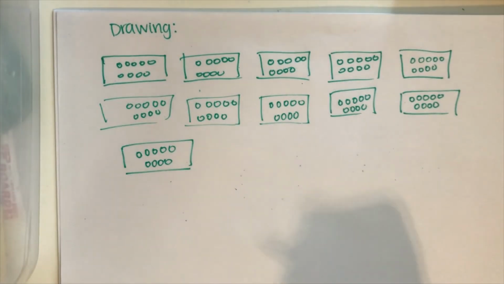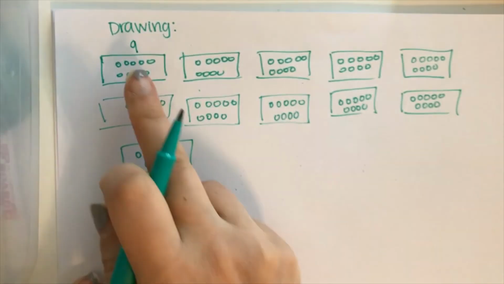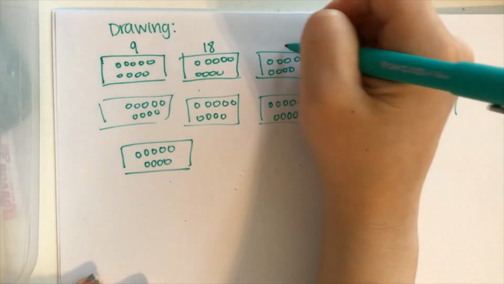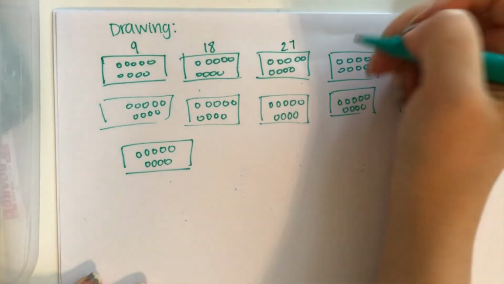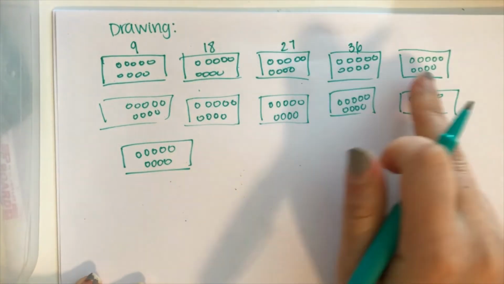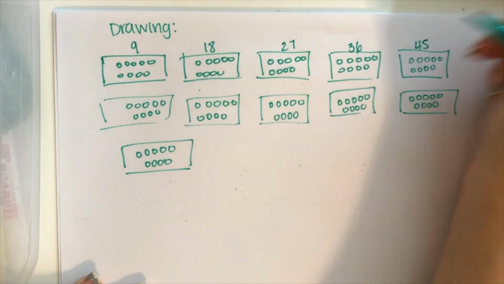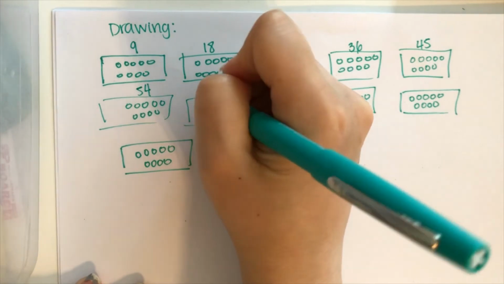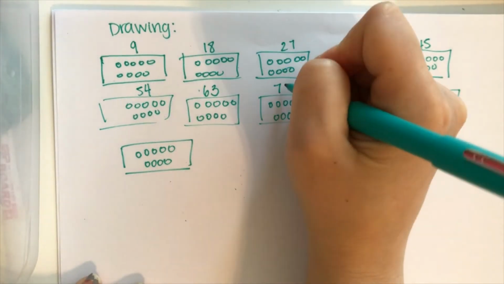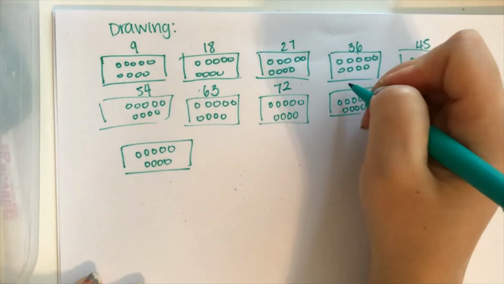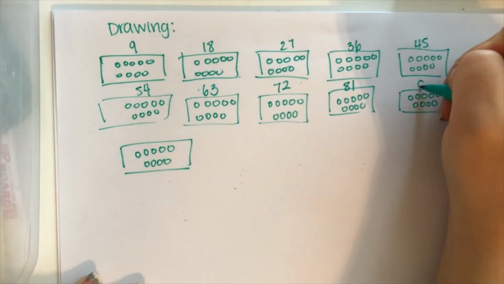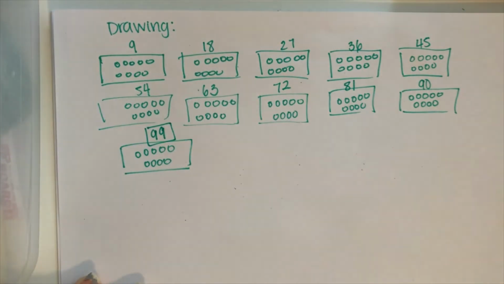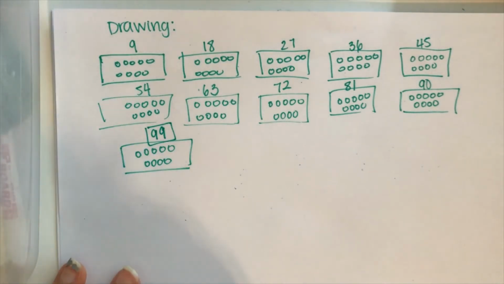Then you can start counting, going, well, this is 9. If I add 9 more, it's 18. 18 plus 9 more is 27. 27 plus 9 more is 36. Plus 9 more is 45. Plus 9 more is 54. 9 more is 63. 9 more than that is 72. 9 more is 81. 9 more than that is 90. And then 9 more is 99. So I ended up with 99 cupcakes with my 11 boxes.